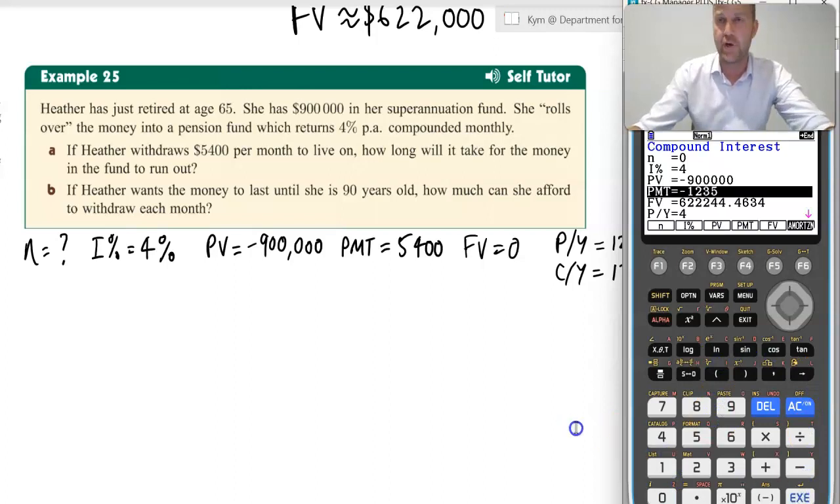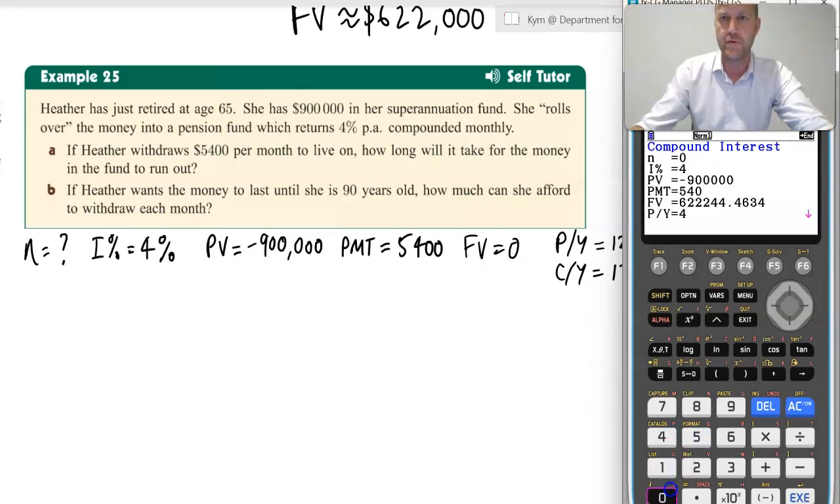PMT is the amount that she's withdrawing every month to live. She no longer earns a wage, so she needs to withdraw money from her super fund. So that's $5,400. Again, notice that's a positive amount. When does the account basically equal 0? When does the money run out? That's what we're asking for. How long will it take?